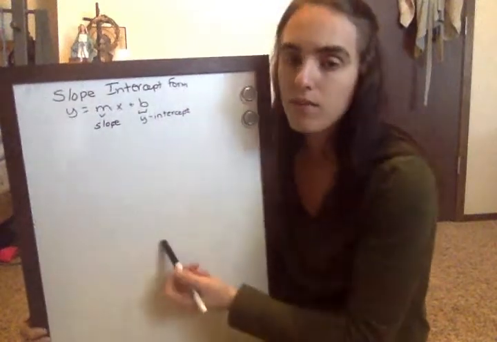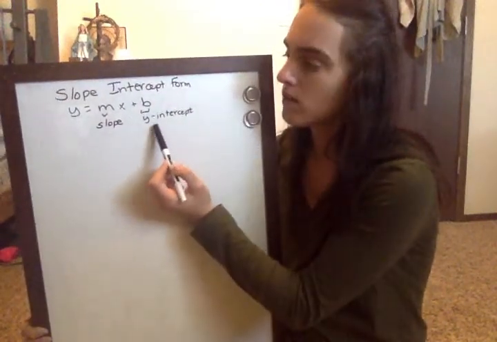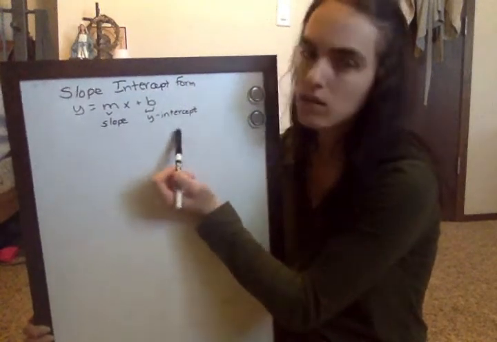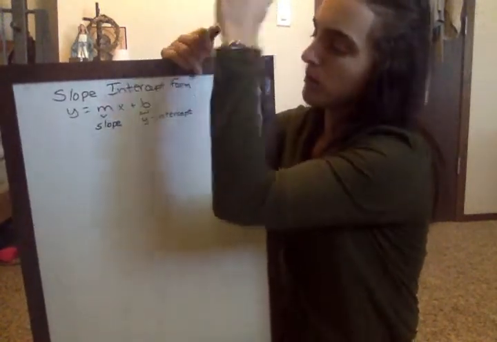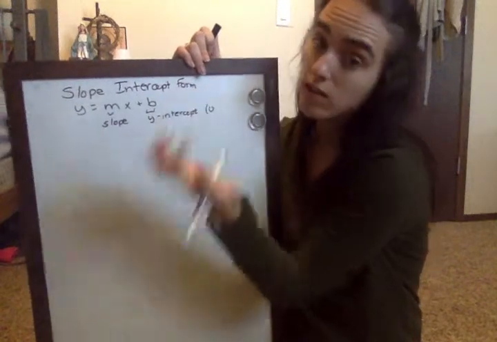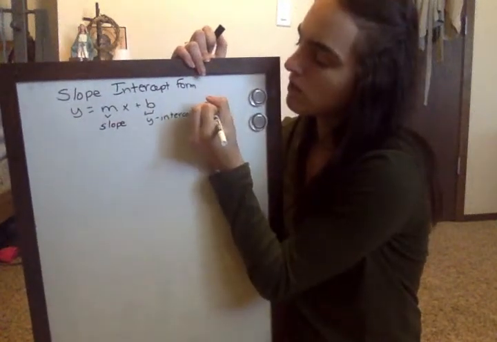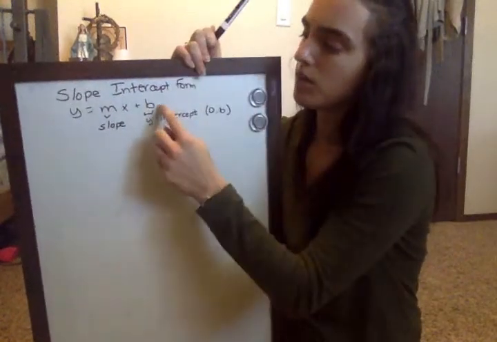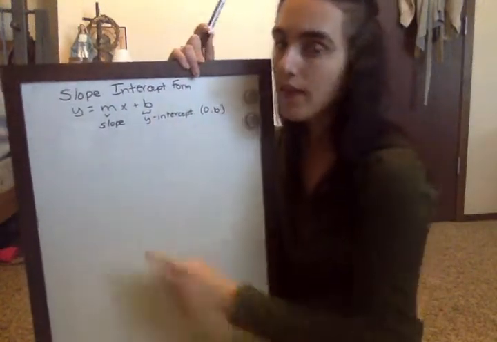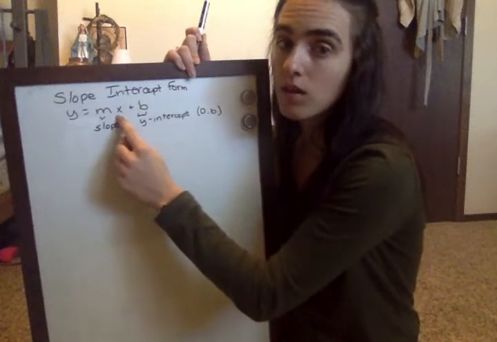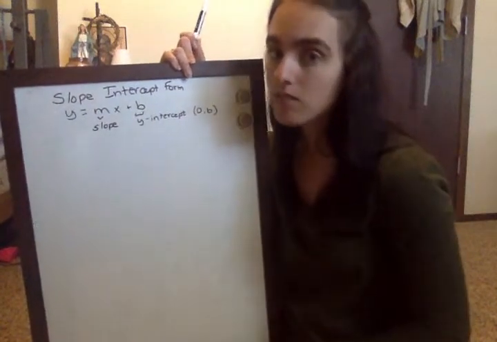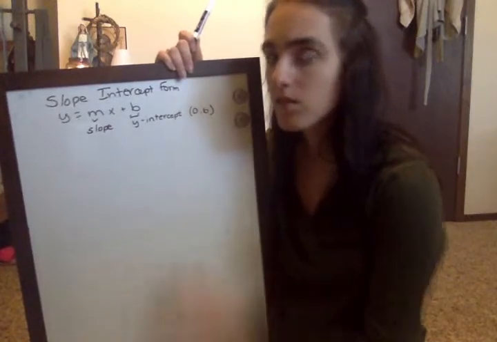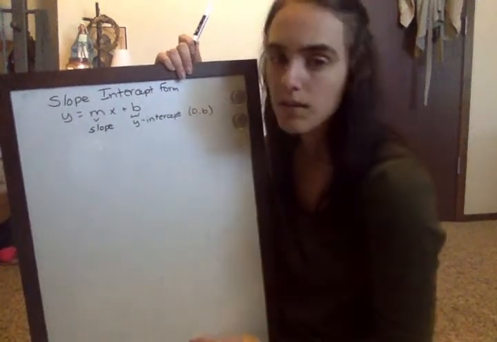You can graph from this because you know a point. You know the y-intercept is going to be 0 whatever, right? Because your y-intercept is where x is 0. So it'll be 0, comma b, 0, comma whatever number this is. And then you know your slope. So you know how much you rise and run. So you can graph from this. From this simple equation, you can begin graphing.